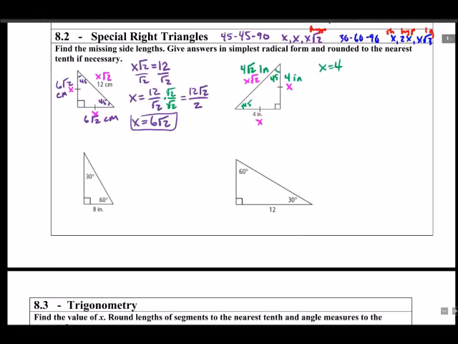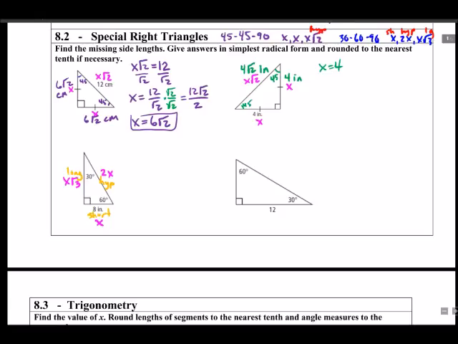Next, we've got a 30, 60, 90 right triangle. First thing that we do is we find our hypotenuse and our short leg. Our short leg is across from the 30-degree angle. So here's short. And our long leg is across from the 60-degree angle. So there's our long leg. And now we label. Short leg is x, hypotenuse is 2x, and long leg is x root 3.